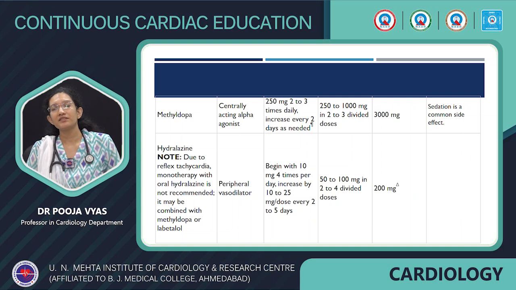If the blood pressure is not controlled with these three medicines, methyldopa, extended release nifedipine, and labetalol, only then should we use hydralazine. It should not be used as monotherapy because it causes reflex tachycardia, so it should be combined with methyldopa or labetalol. It is a peripheral vasodilator. It should begin with 100 milligram 4 times a day, and I will advise that more than 100 milligram is known to cause drug-induced SLE. So we should be cautious while using more than 100 milligram of daily dose of hydralazine.